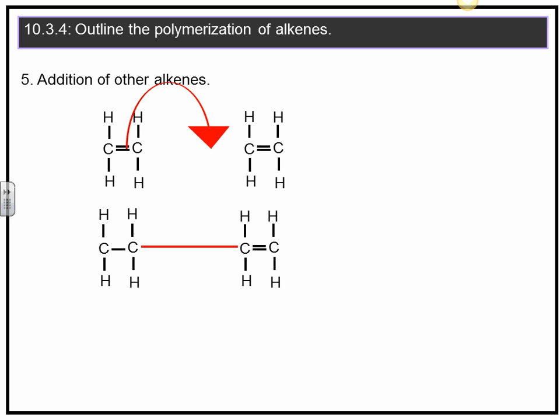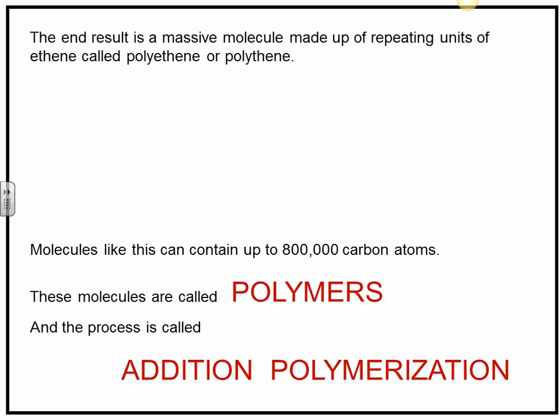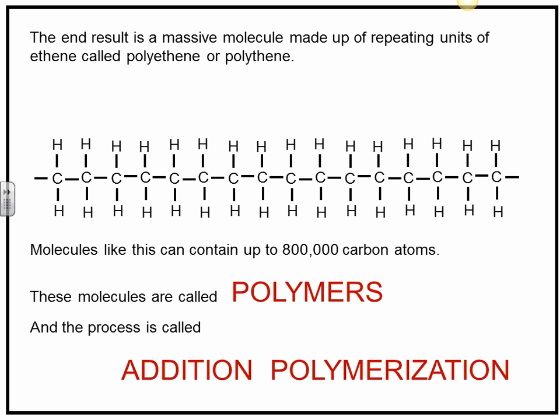Now this carbon on the right has 5 bonds. That's no good. 1, 2, 3, 4, 5. So that double bond, chain reaction, needs to shift over to the next ethene. And in turn, you end up with a massive ethene molecule. So that was the original ethene. That was the second one, the third one, the fourth, the fifth, the sixth, the seventh, the eighth.